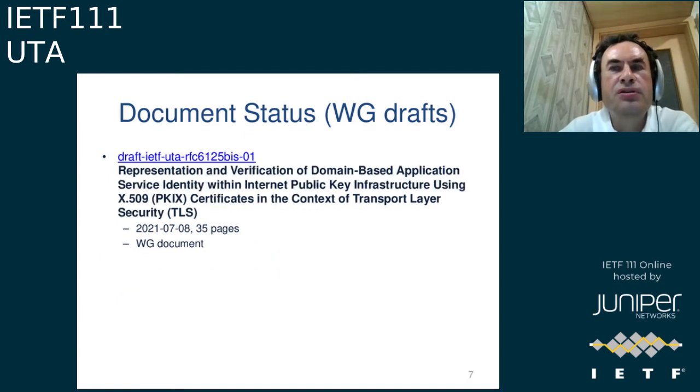The third working group draft is 6125bis, and it was adopted not long ago. At first, the modest intention was just to change common name, relative distinguished name, from certificate representation in TLS to subject alternative names. It is the more proper way of representing TLS names.